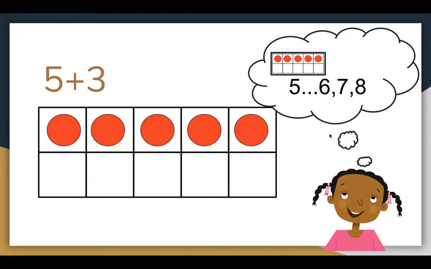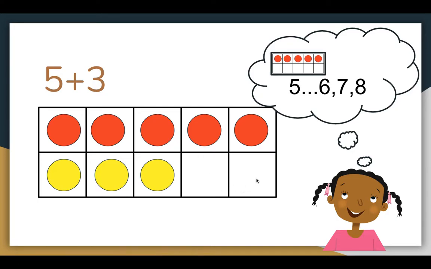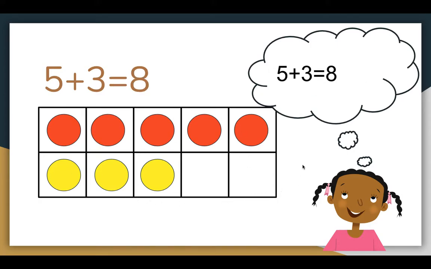I can also think of this on a tens frame and actually add 3 more onto my tens frame. So I already have my 5. I'll add 3 more, 1, 2, 3. I can use that to help me count on, or I can also see on the tens frame that I have all but 2 of them filled in, which I can tell is going to be 8. So either way, counting on or filling in your tens frame and looking at it that way, I can tell that 5 plus 3 is 8.